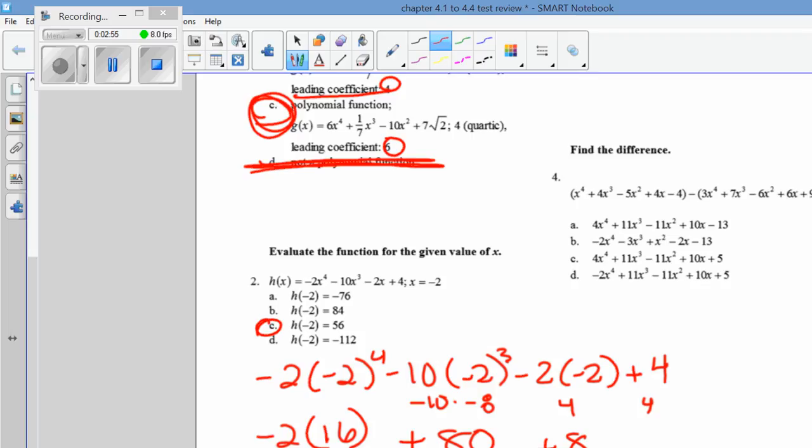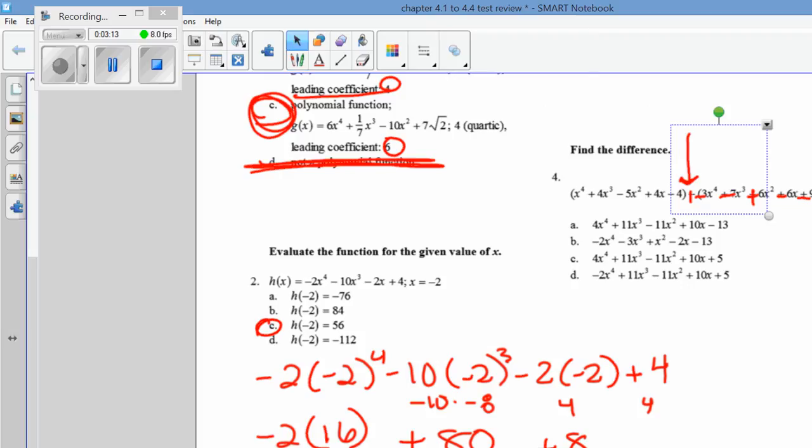Okay, over here on find the difference, this is special because it's a minus. So we are going to change it to a plus, change this to a minus, change this to a minus, change this to a plus, change this to a minus, and change this to a minus. Pretty much you just change everything going the whole way down. And now we combine like terms.